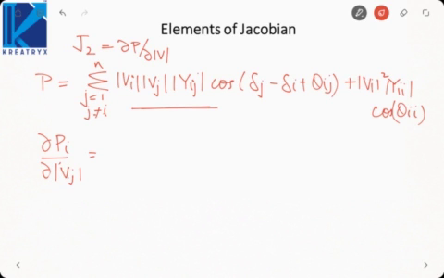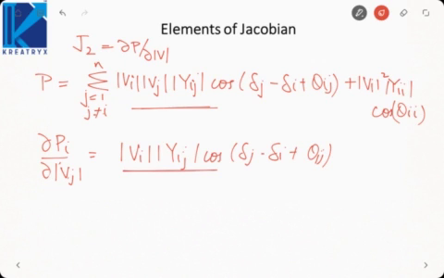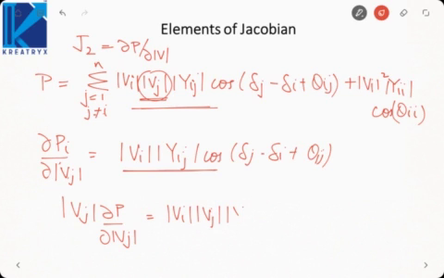So this summation will go away, giving |Vi||Yij| cos(δj − δi + θij). The summation goes away because if you are differentiating with respect to V2, then the terms where V1, V3, V4 appear, the derivative will be 0. Okay, so if we multiply it by |Vj| on both sides, it will become |Vi||Vj||Yij| cos(δj − δi + θij).